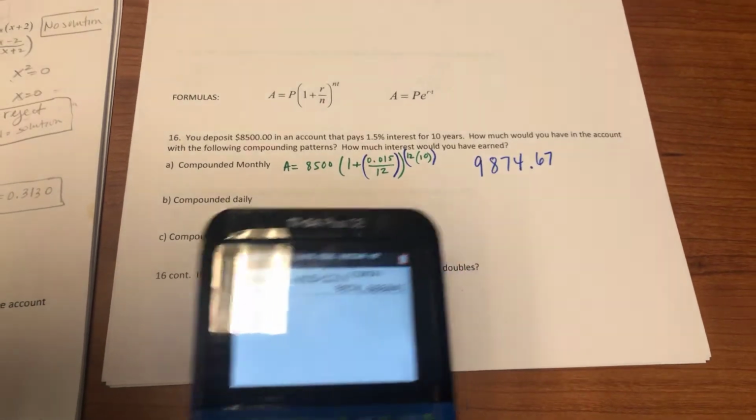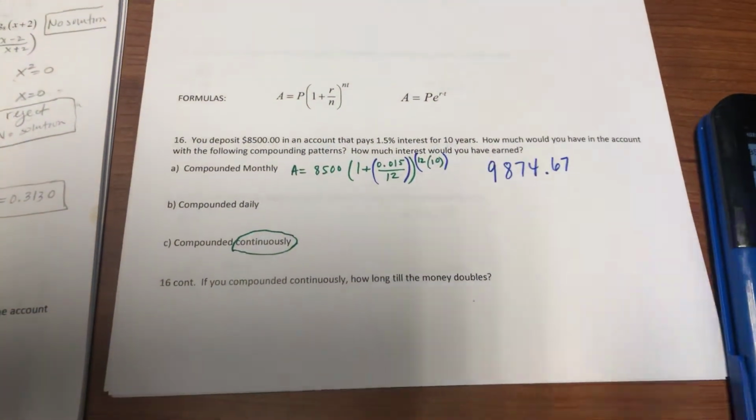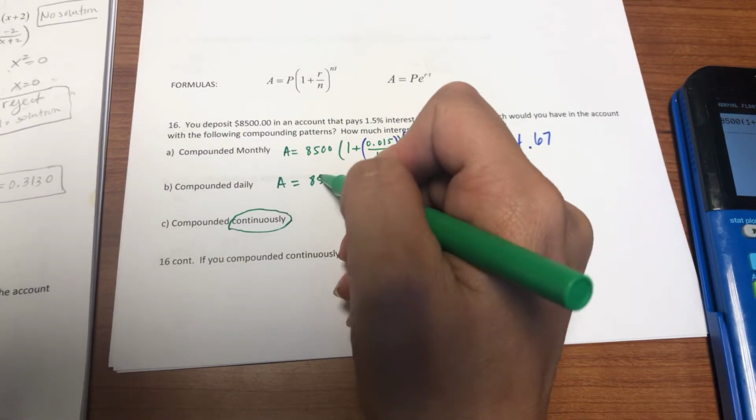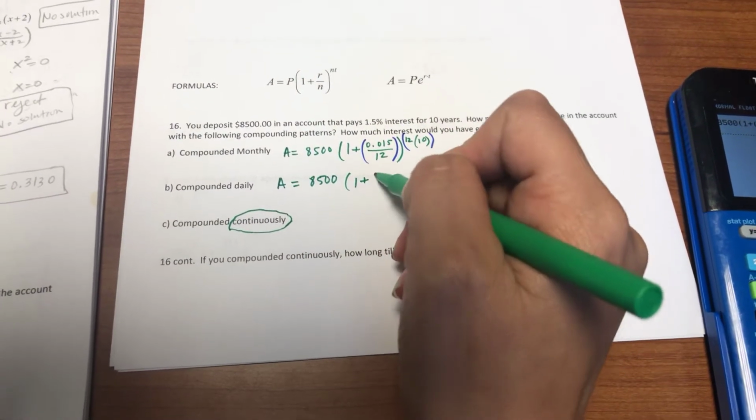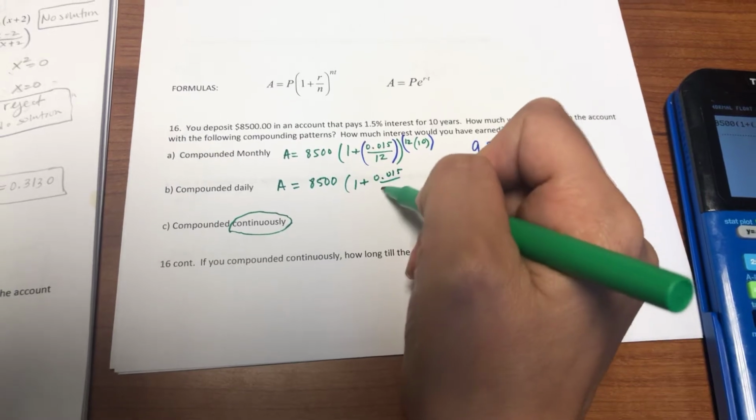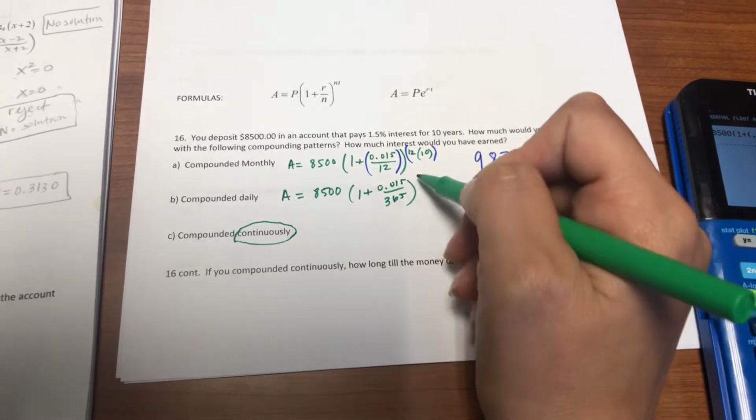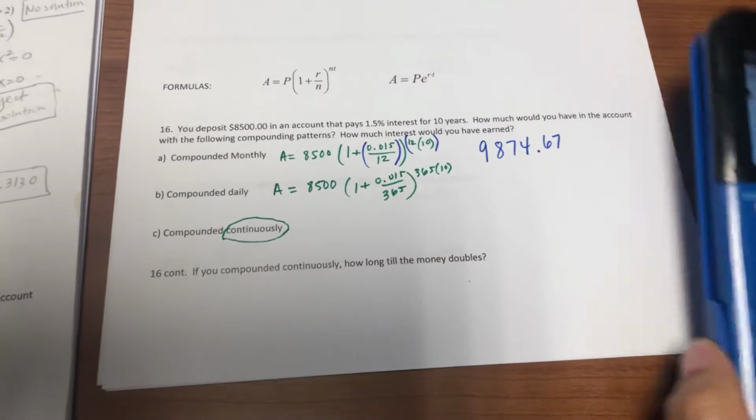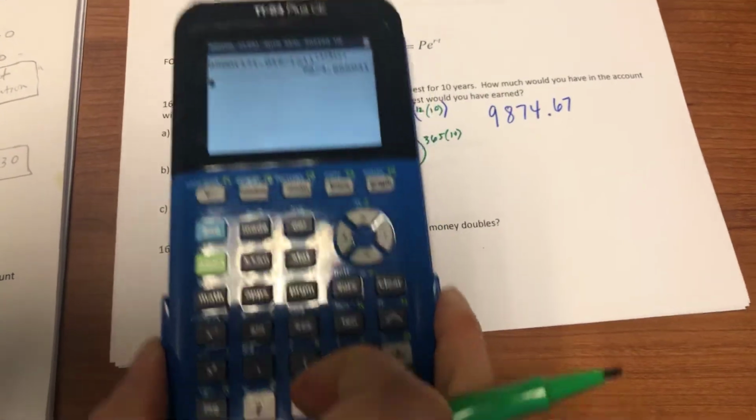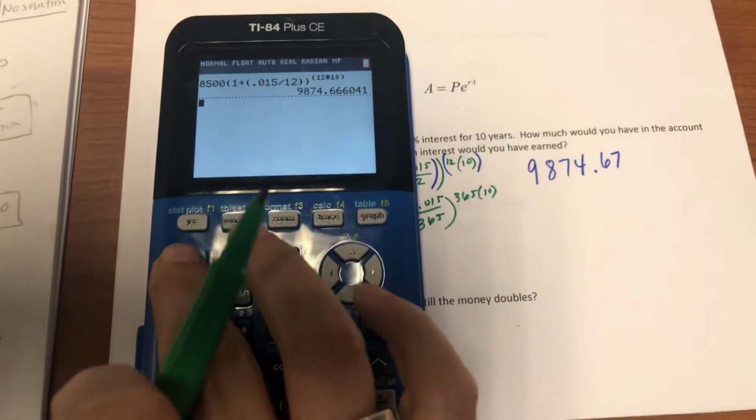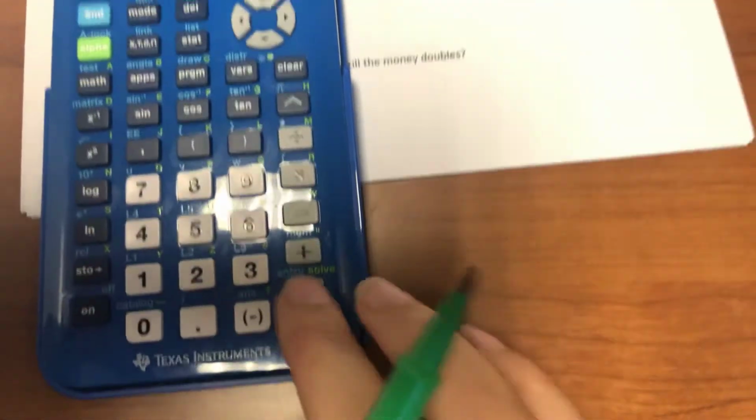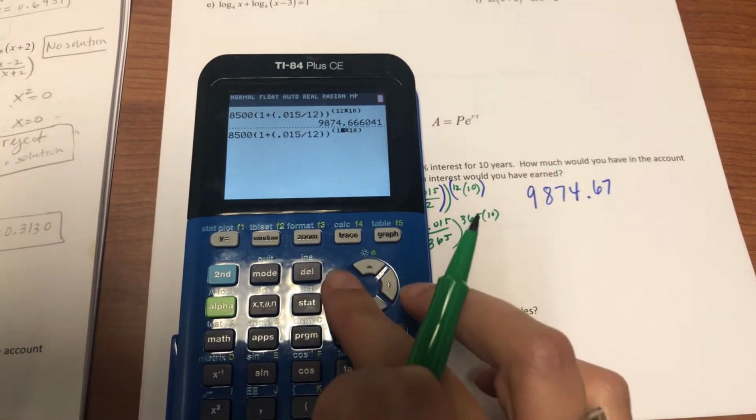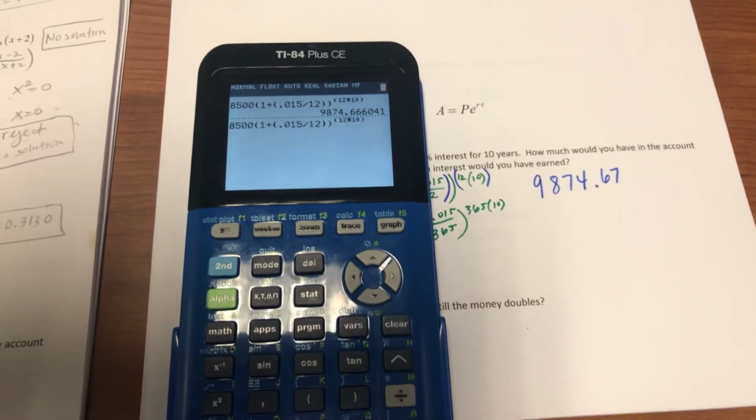Then when we do the daily one, it looks very, very similar. Again, be careful how you put it all in. 8,500, 1 plus the same interest rate, but now it's going to say 365 over 365 times 10. Again, very sensitive on parentheses. So how do I do that in my calculator? I could always go second, hit the enter button. That's going to bring up exactly what I put in, but now I'm going to change all the 12s to 365.